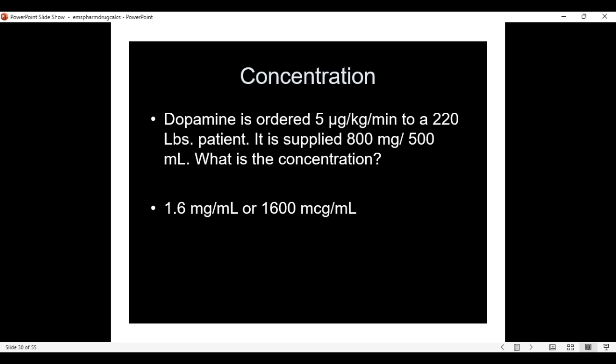Dopamine ordered 5 micrograms per kilogram a minute. Patient's 210 pounds. It's supplied 800 milligrams per 500 ml. What's the concentration? Again, it's going to be 1600 micrograms or 1.6 milligrams. I'm dividing that by that, 800 micrograms. So what's going to be our concentration? Again, take a moment, pause the video. When you get it, come back.